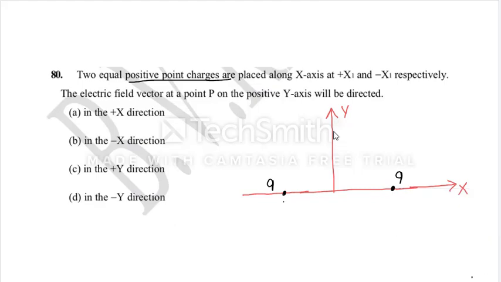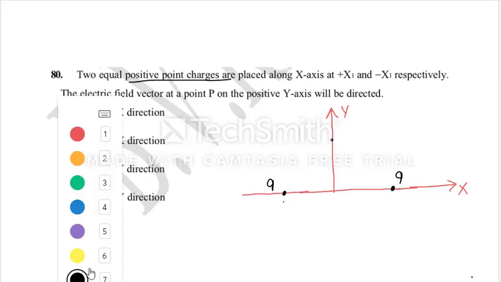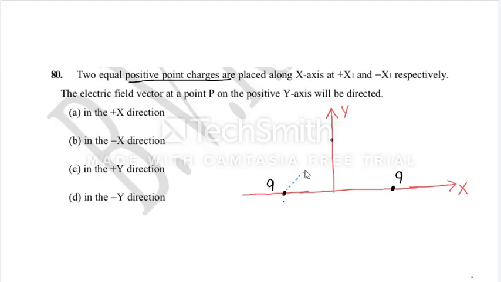The electric field at a point on the y-axis here. So the electric field at this location is in this direction, and the electric field due to the other charge at this location is in this direction. Again resolve into two components. Finally the resultant component becomes like this, which is along the positive y direction.